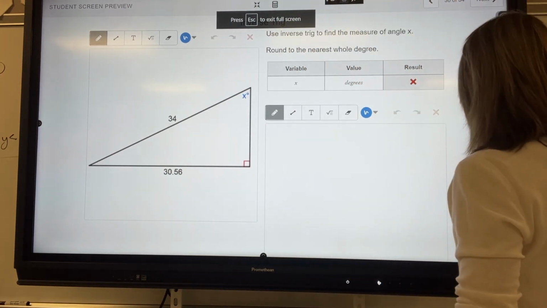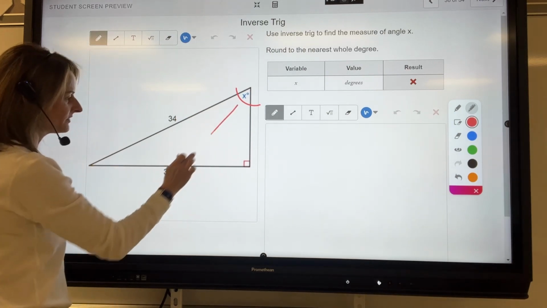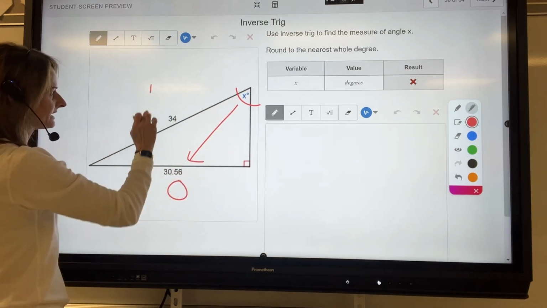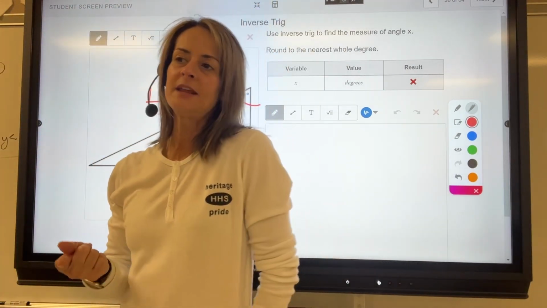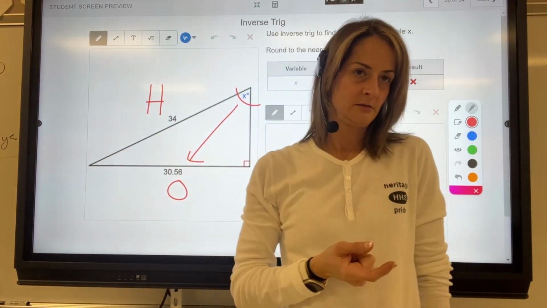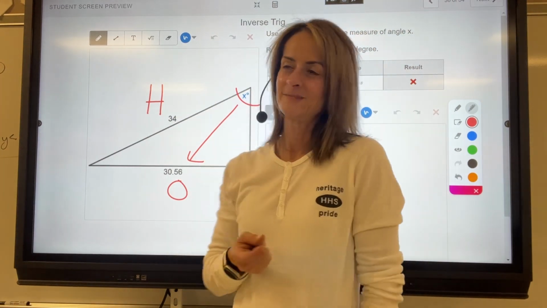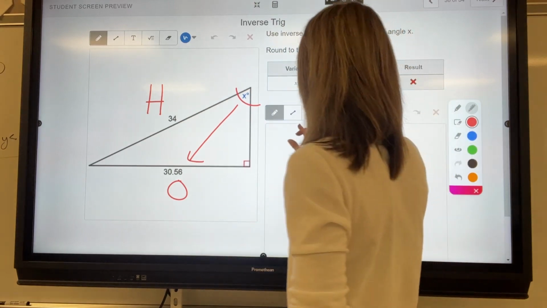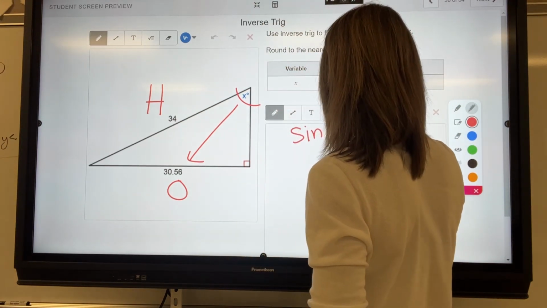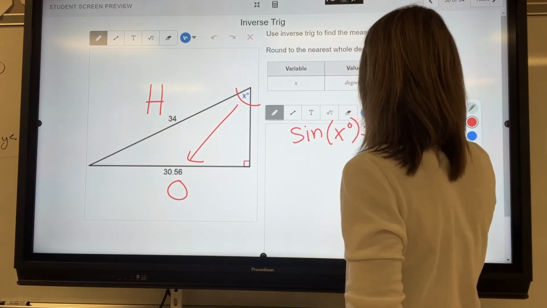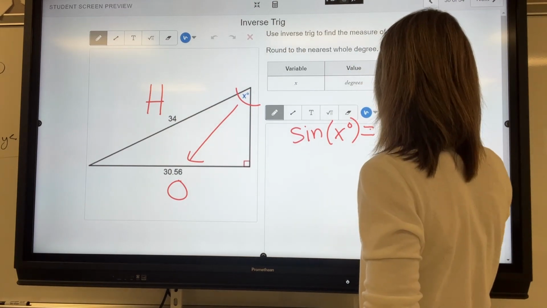Now, we're referencing this angle here, which we don't know what it is. We know that this side is opposite, and this is the hypotenuse. Which trig ratio uses the opposite side and the hypotenuse? Sine. Good. So the sine of this angle, which we don't know, equals the opposite side over the hypotenuse, 34.